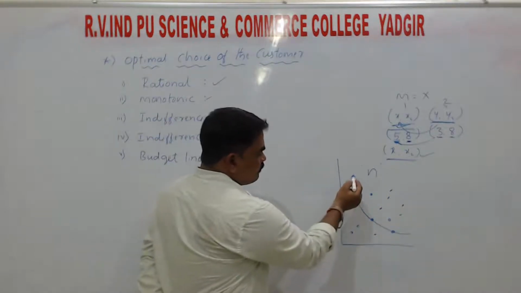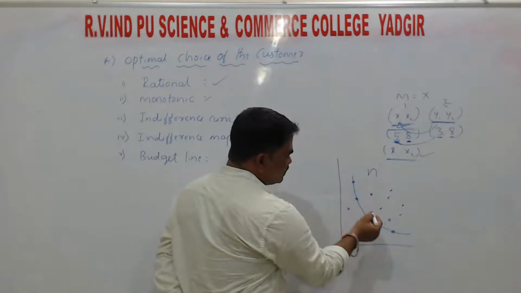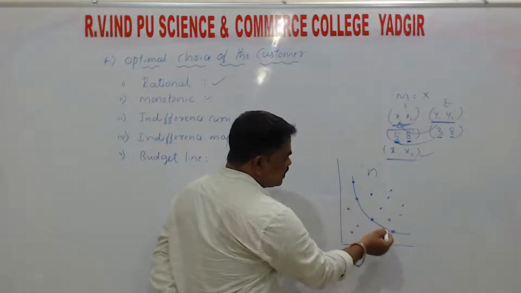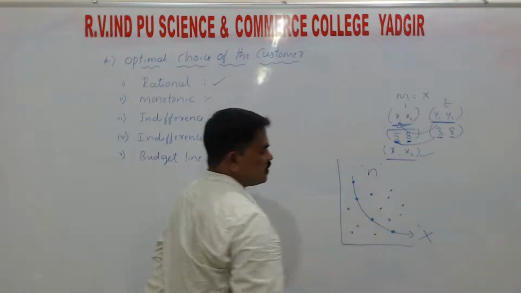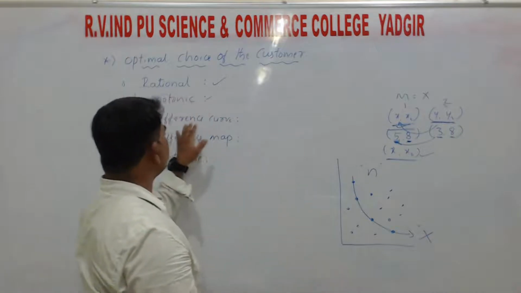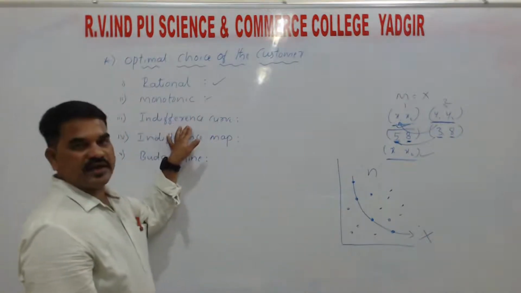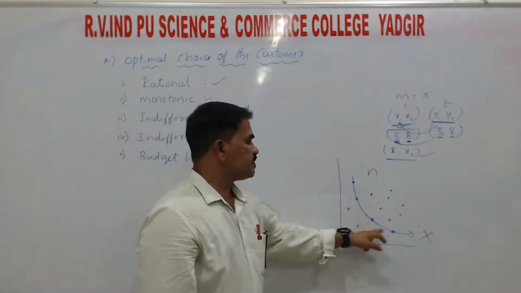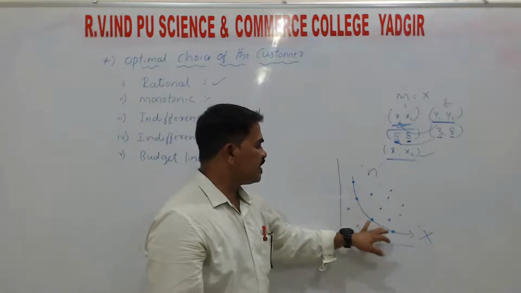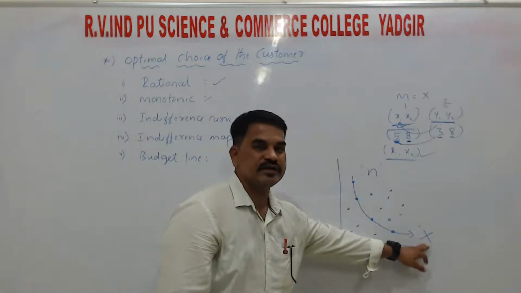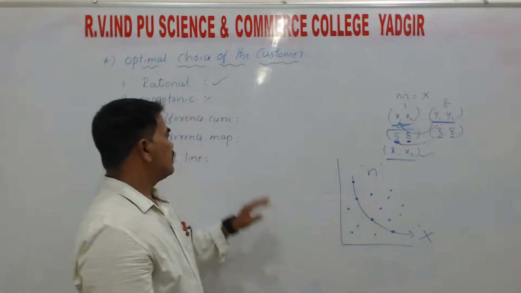But when I draw the curve, when I join the points, these bundles only give him the same satisfaction, the same utility. That is what we call the indifference curve. Indifference means his utility is indifferent on these bundles. We have many bundles, but on these bundles, his utility or satisfaction is the same. That curve we call an indifference curve.